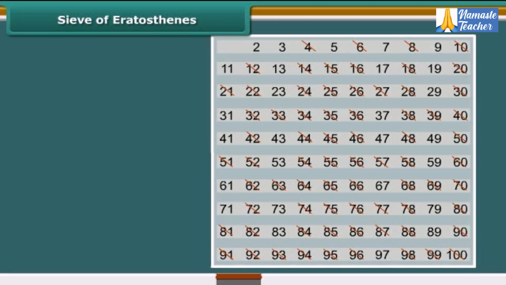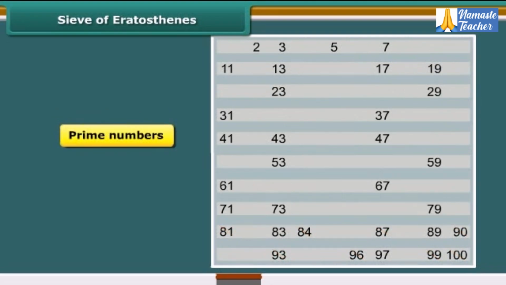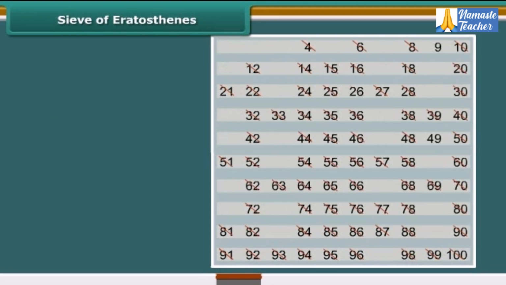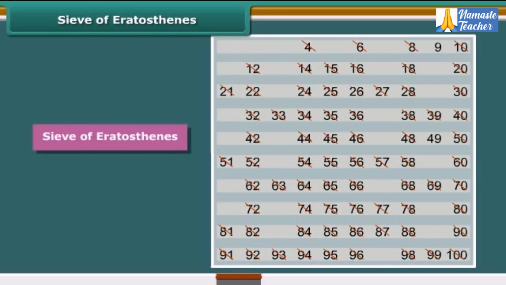All the uncrossed numbers are prime numbers. All the crossed numbers other than 1 are composite numbers. This method of isolating prime numbers is called the Sieve of Eratosthenes.